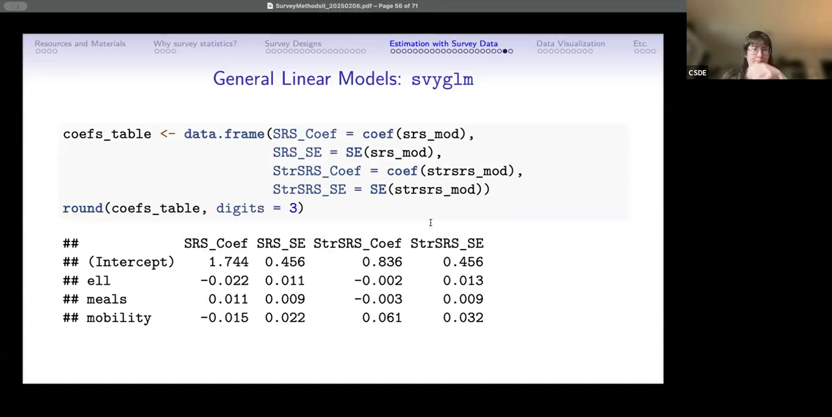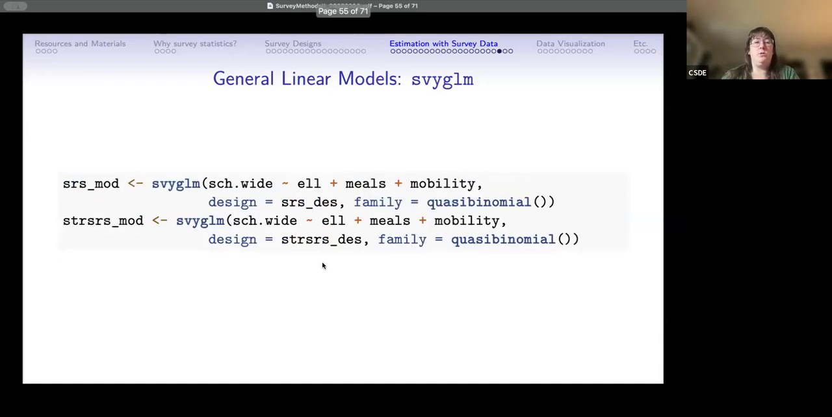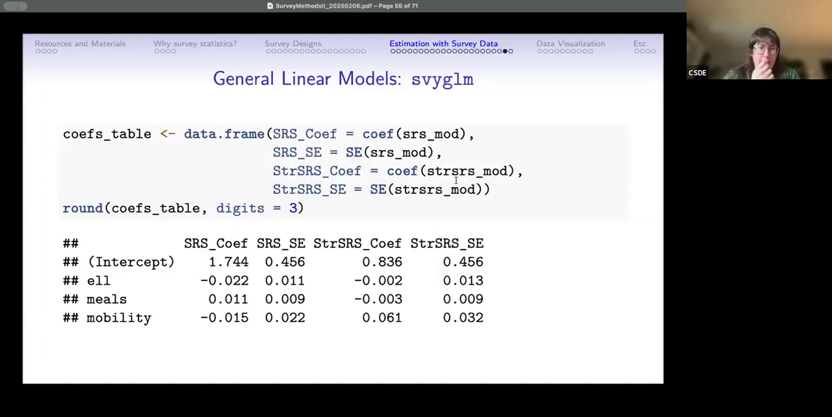So here's the output of these two models where we take this binary outcome as a function. We regress that on the proportion of the school that are English language learners, the proportion who are eligible for free and subsidized meals, and the proportion of students that have moved recently. And the coefficients for the intercept change here.